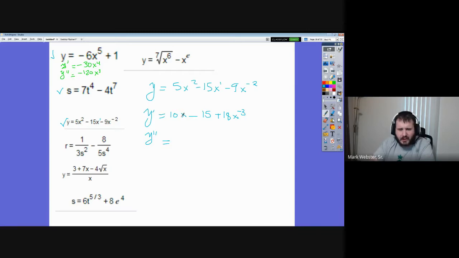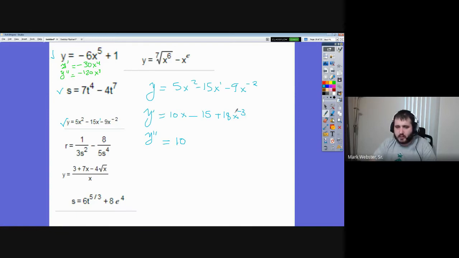Again, this is 10x. So I take the derivative and I'm just left with 10, because the x goes away when it's just to the first. The minus 15, that goes away. Take the derivative of a constant, it goes away. The -15, that's a number. So when you take the derivative of just a number, it becomes 0.